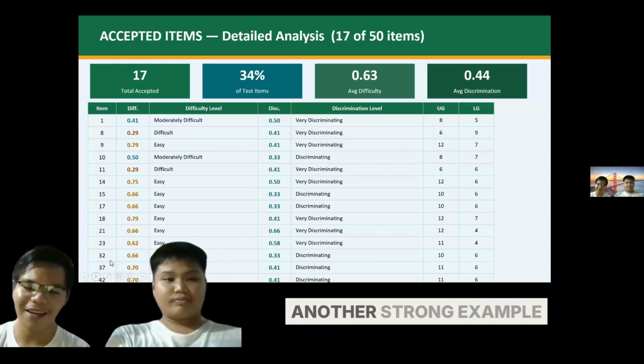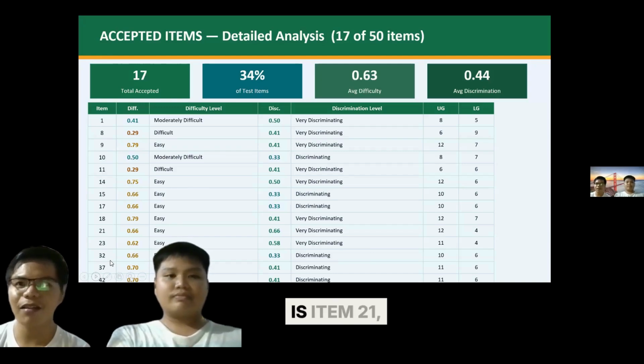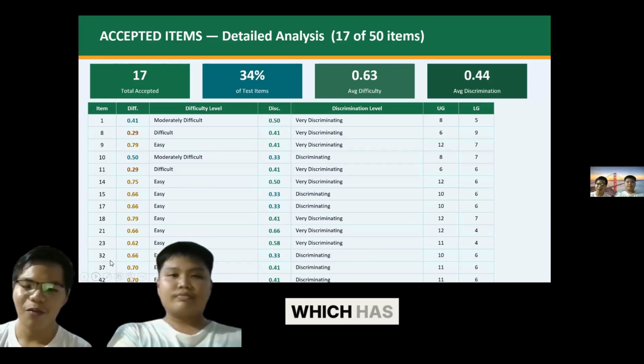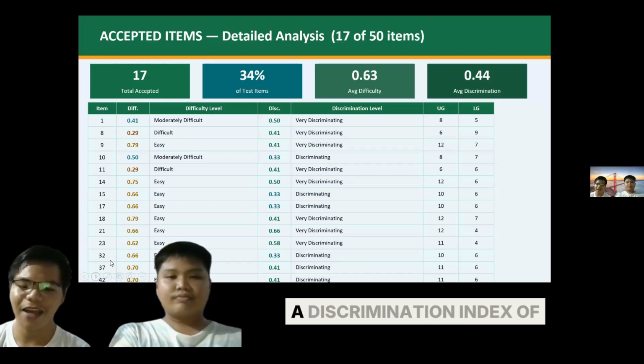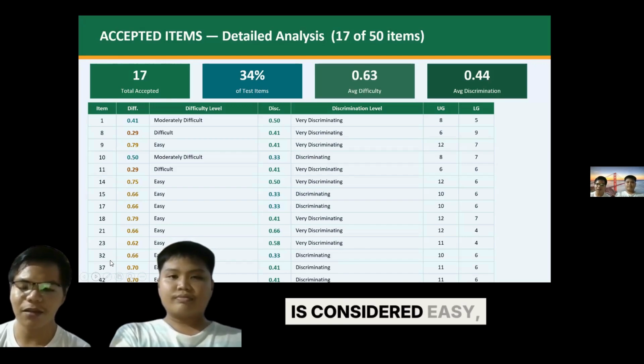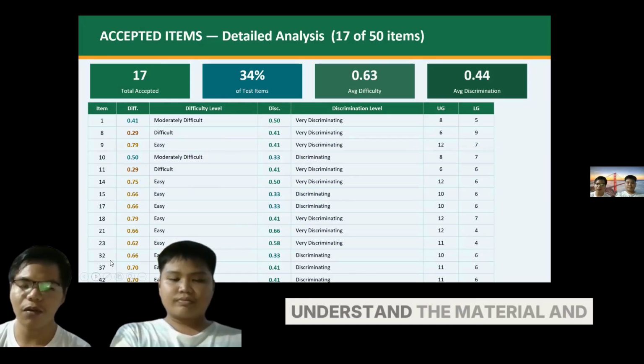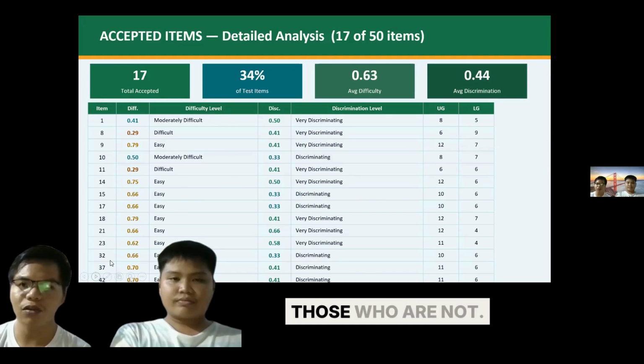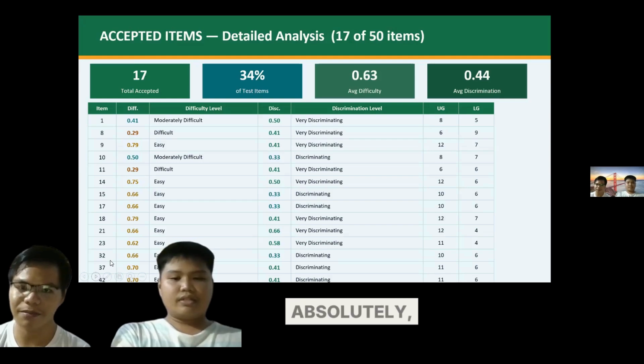Yes, exactly. Another strong example is item 21, which has a difficulty index of 0.66 and a discrimination index of 0.62. Even though it is considered easy, it still effectively distinguishes between students who understand the material and those who do not. These are the types of items we want to retain in our exam.